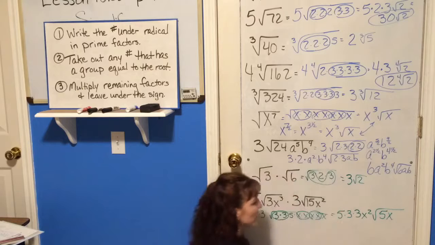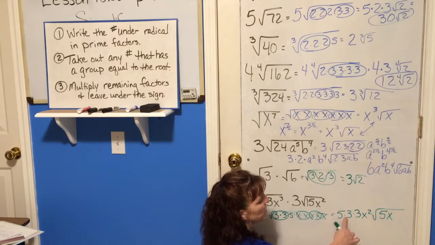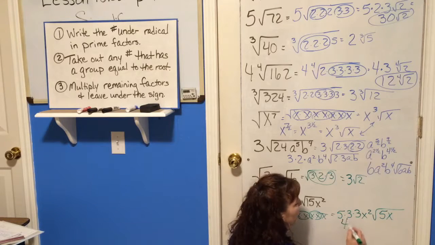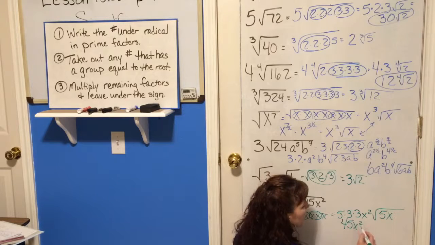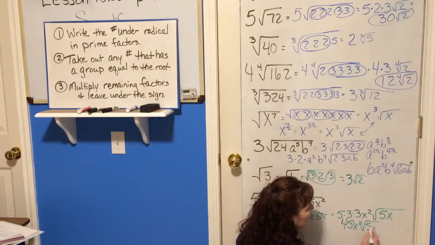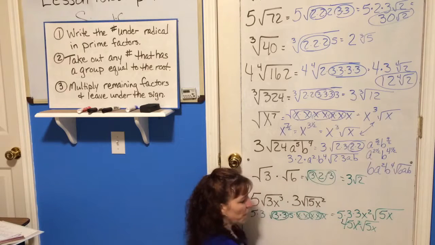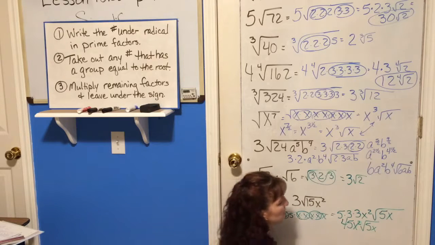So now simplify it. 5 times 3 is 15, and 15 times 3 is 45. x squared, square root of 5x. Be careful, it's not a 2 on that part. The x needs to be squared.